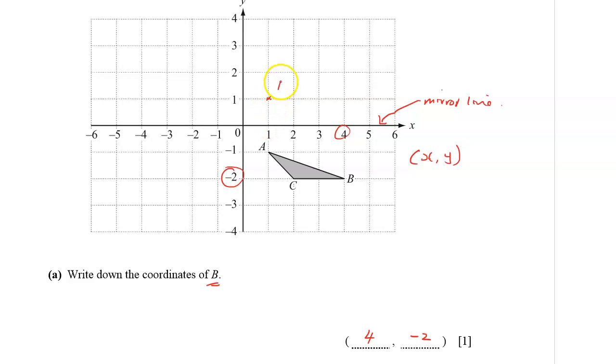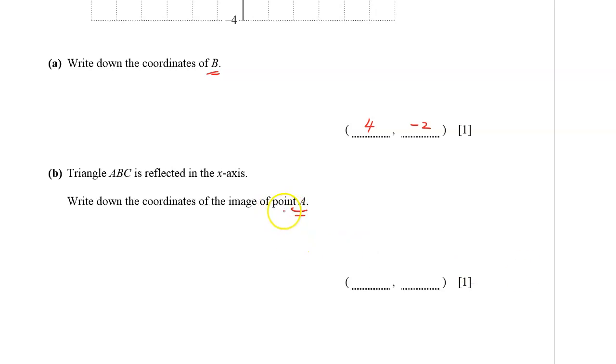Therefore, the coordinate of the image of A will be 1 for x, then 1 for y. So the image of point A will be (1, 1).